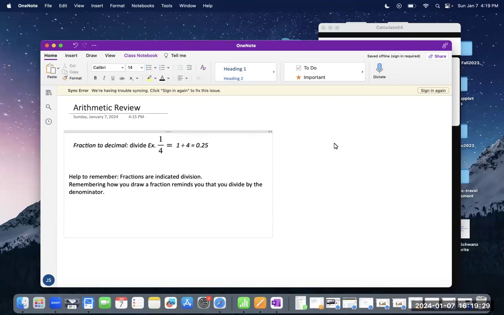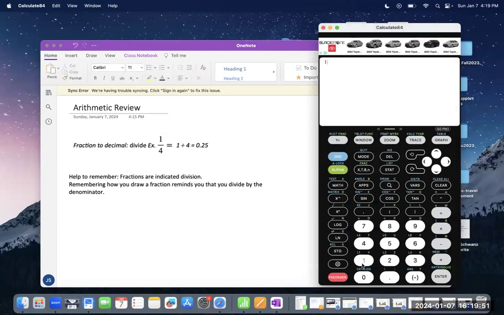How to turn a fraction to a decimal. You have to remember that fractions are actually indicated division. It's another way of writing division. It's the numerator divided by the denominator. So let me show you how it would look on a calculator.